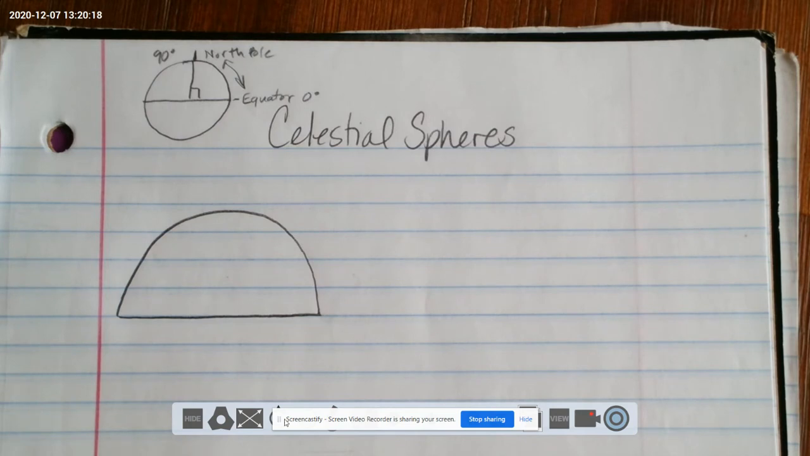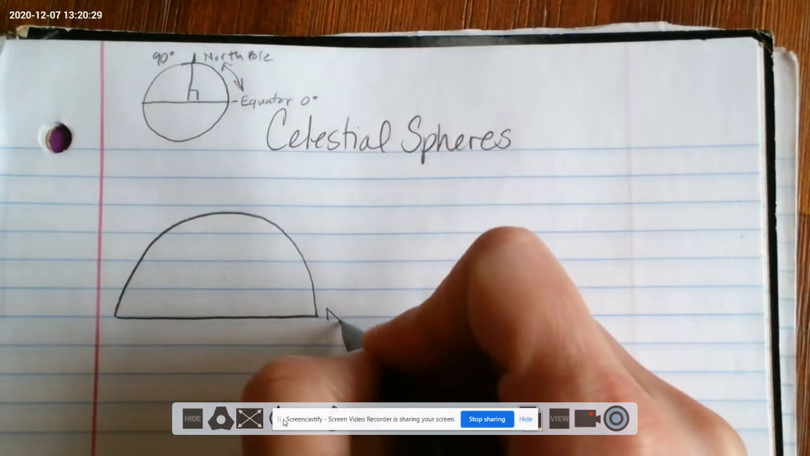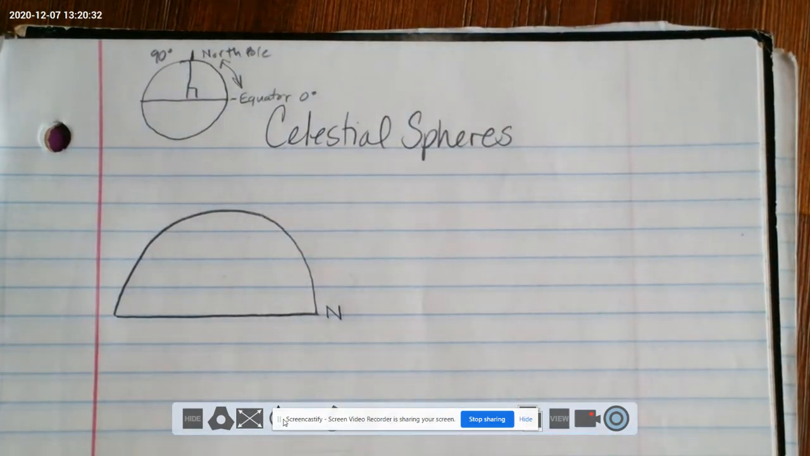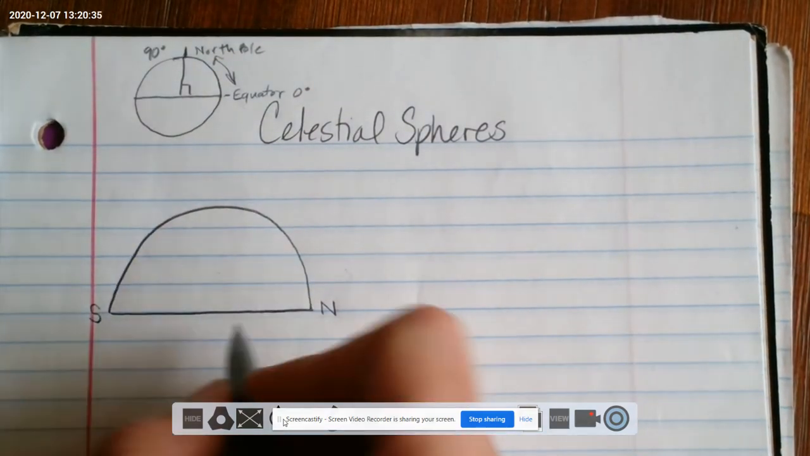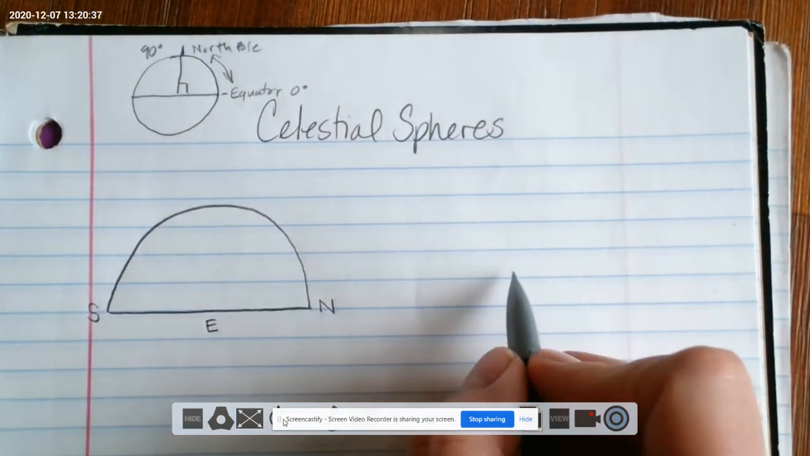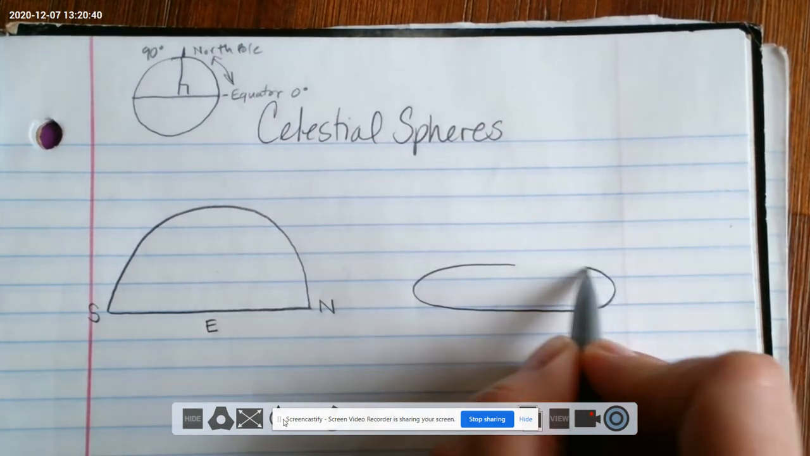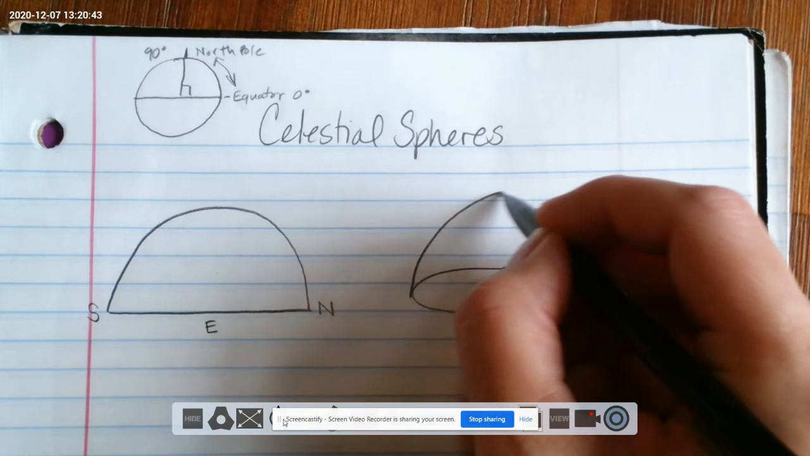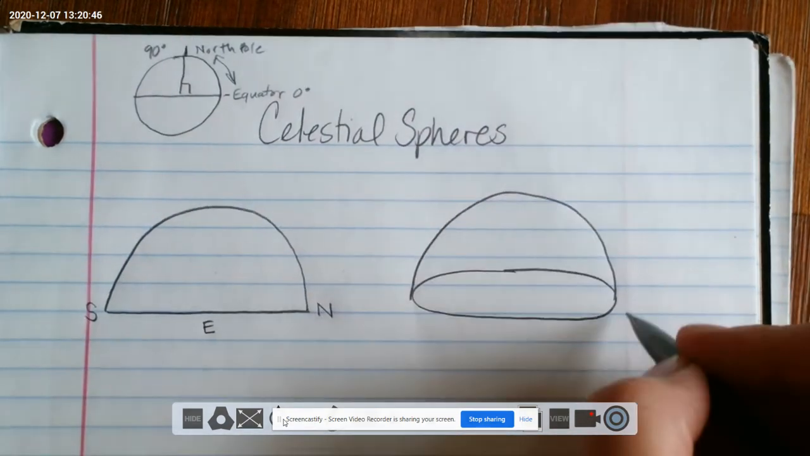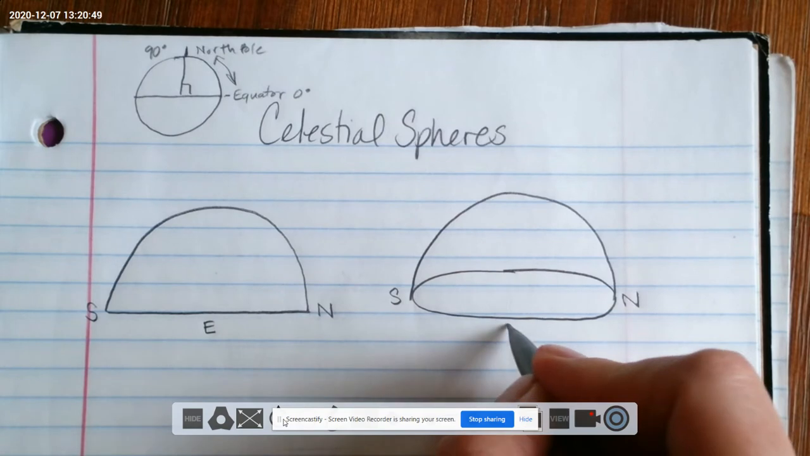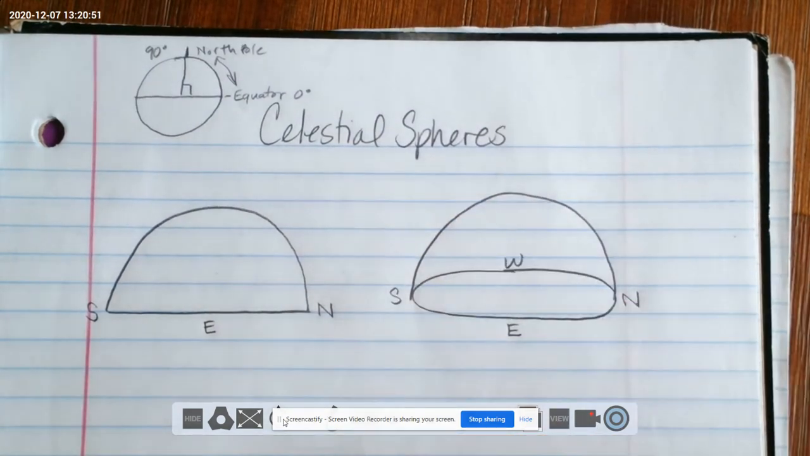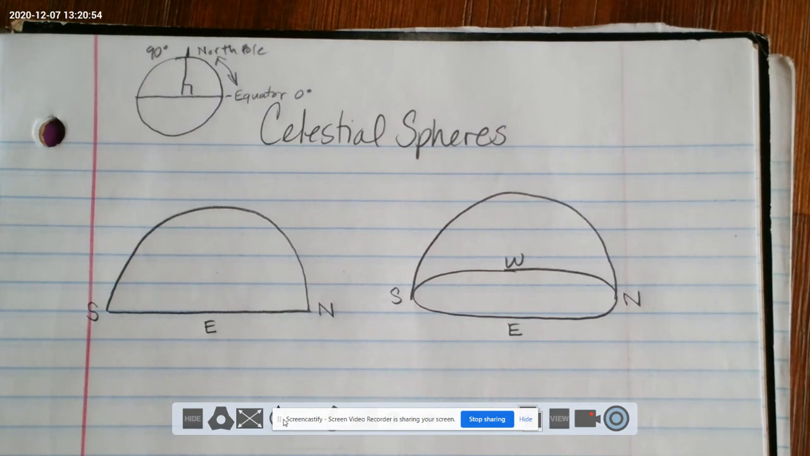Okay, so the next thing that I want to talk about is directions. There are directions for the celestial sphere. We always put the north on the right side, the south on the left side, and the east in the middle. If we do it three-dimensionally, same thing goes: north on the right, south on the left, east goes in the front, and west goes in the back. This three-dimensional drawing, I'm not very good at drawing them, is going to help for that situation.